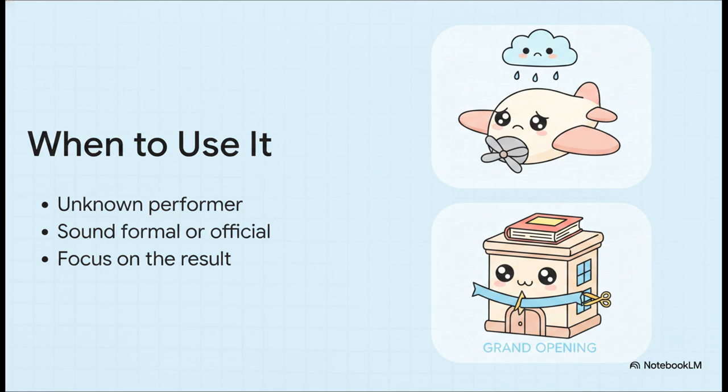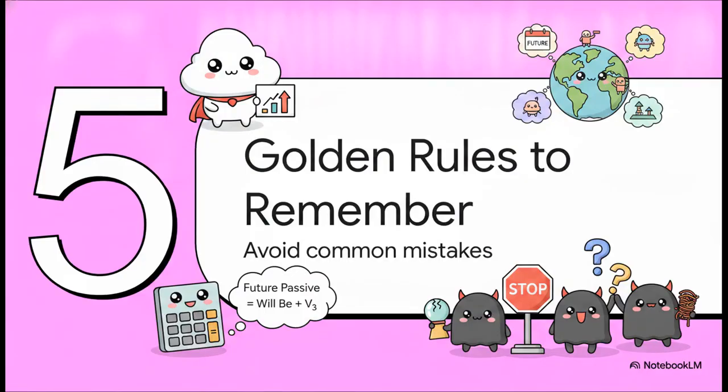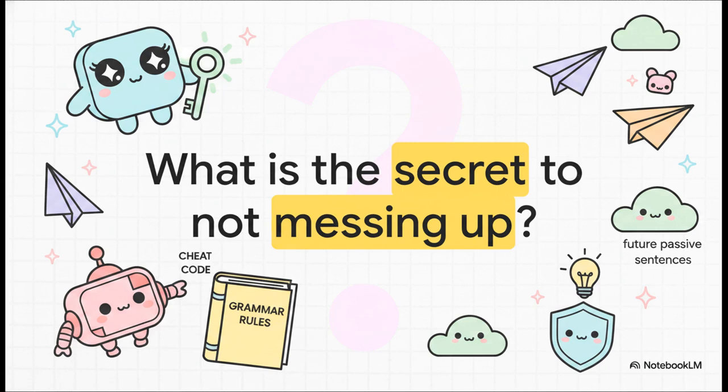Or think about a polished, formal email. The new library will be opened next month. The focus is wonderfully placed on the exciting event itself, not the city planners cutting the ribbon. And finally, section 5, golden rules to remember. Before you go out there passively predicting the future left and right, we have to talk about the pitfalls. I have a direct question for you to ponder for just a second. What is the secret to not messing up? Because when people learn this structure, they almost always fall into one very specific trap. How do you avoid it?